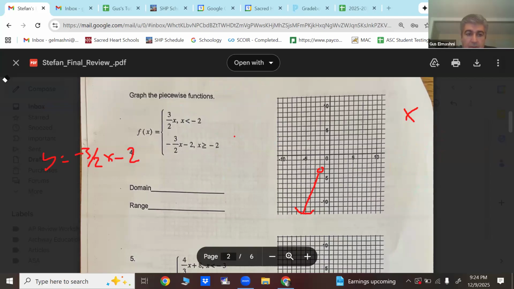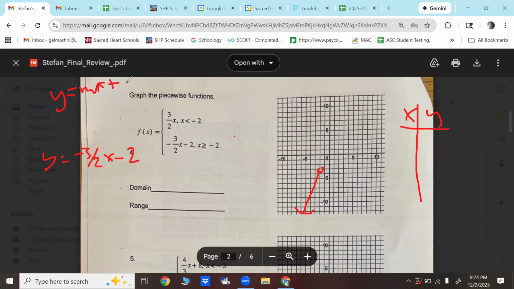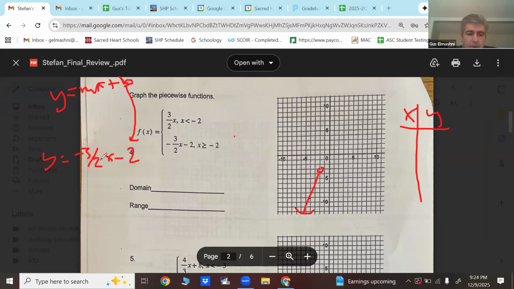So you're graphing another line, with the same slope. y equals mx plus b is usually a good way to graph lines, because then you find the y-intercept. What's the y-intercept here? If you plug in 0 for x, it crosses at negative 2. Good. But you want this when x is larger than negative 2. So if I plug in negative 2, and the slope is negative 3 halves, so down 3, right 2.